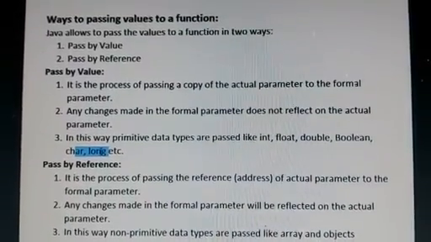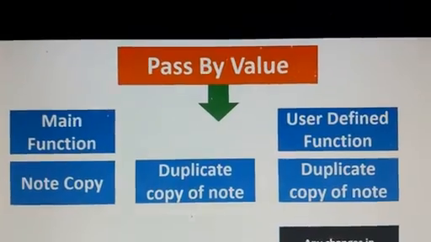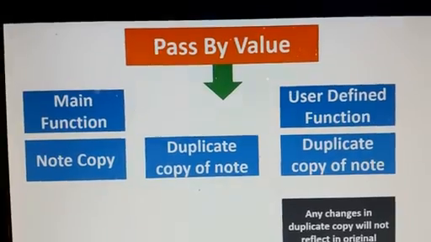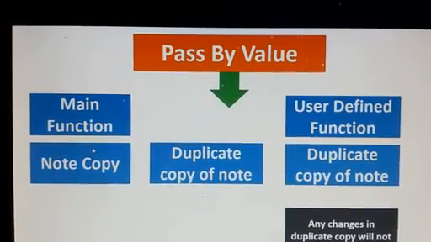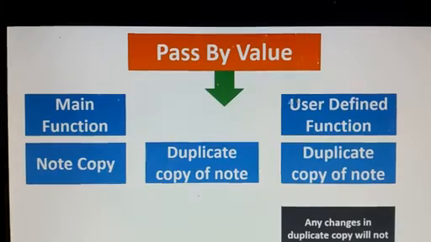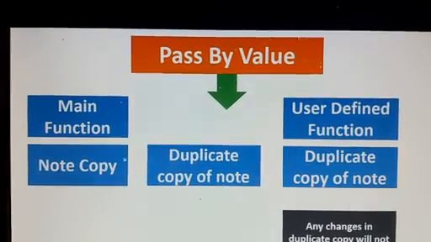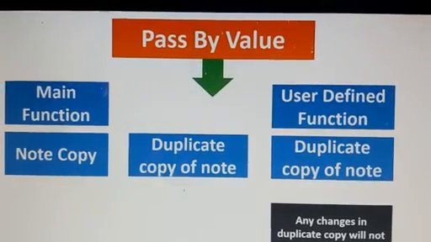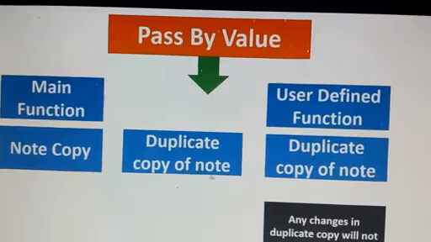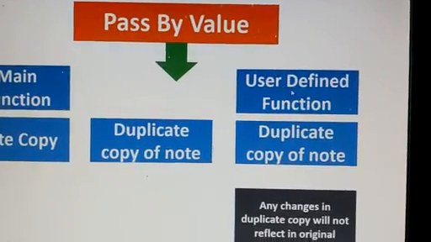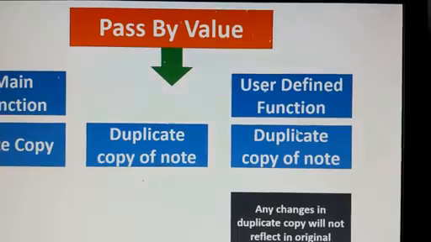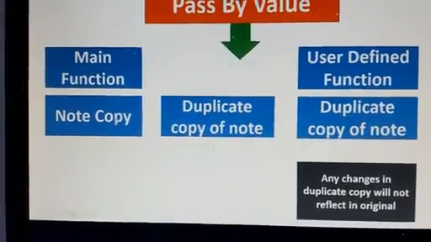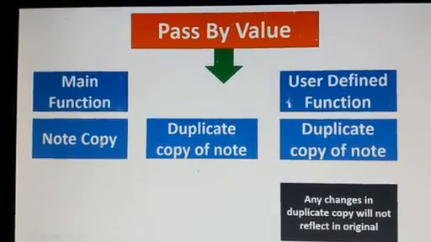Now look at a real life example. I have defined a main function and another user defined function. In the main function, there is a note copy. Now in the pass by value method, the original note copy is not passed to the user defined function. Rather, a duplicate of the note copy is passed. So any changes made by the user defined function will not reflect in the original one. So this is pass by value.